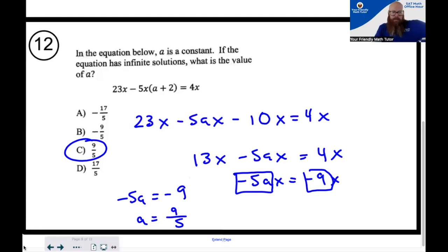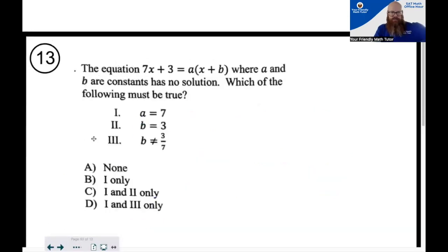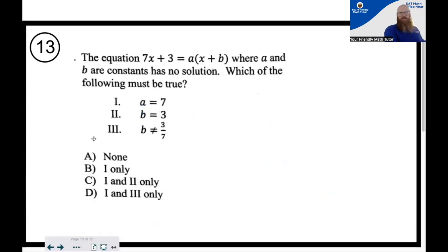Okay, moving on. All right, so number 13, we've got another one where it says which of the following must be true. So we need there to be no solution. Well, the first thing I'm going to do is distribute this. So I'm going to get 7x plus 3 equals ax plus ab. And then I'm going to analyze it.